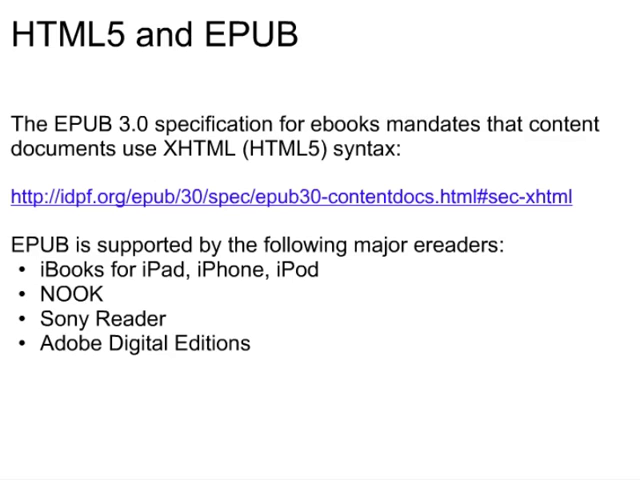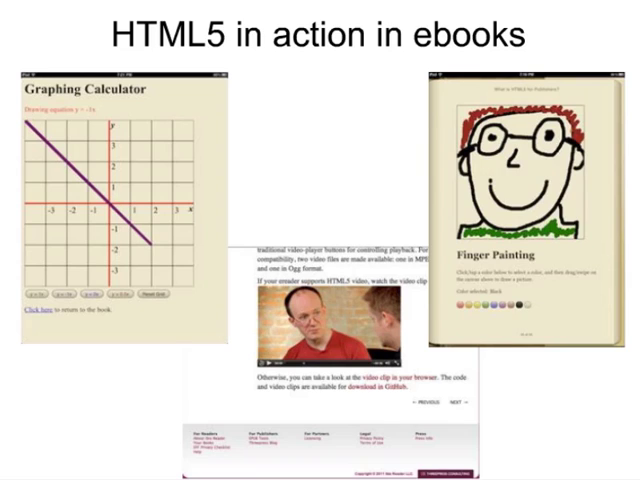So what I've provided on this slide here is an example of these very same HTML5 features in action in ebooks. I'm going to be going over all of these examples in more detail in a few minutes, but you can see in this slide in the upper left corner, I've got an example of a graphing calculator implemented in EPUB using HTML5 Canvas.